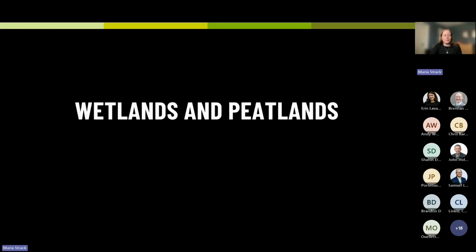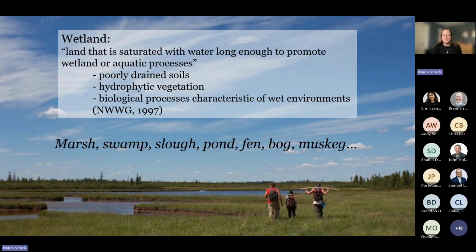So here, I'll move forward to introduce a little bit about wetlands and peatlands. Just so that we're all on the same page, I always like to start with a wetland definition, and this comes from the National Wetland Working Group's Canadian system for wetland classification. And they define wetlands as land that's saturated with water long enough to promote wetland or aquatic processes, and that looks like poorly drained soils, hydrophytic or water-loving vegetation, and biological processes that are characteristic of wet environments. So basically, they're saying that wetlands are land that is wet.